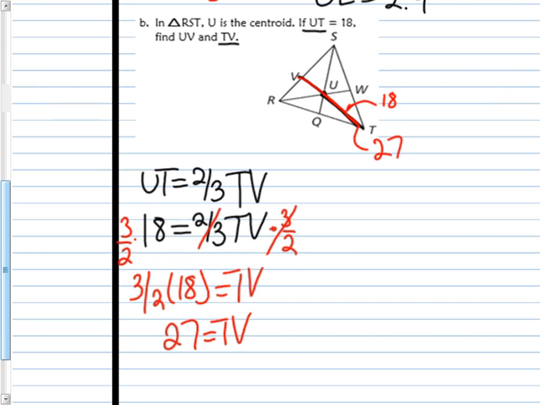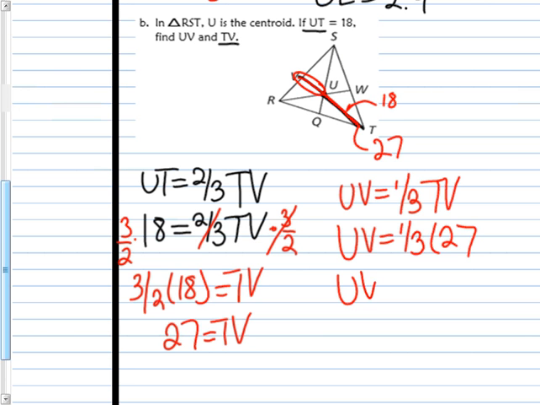And the other one that we have to find is UV. Well, if UT is 2/3 of the way, how much is UV? It's 1/3 of the way. So UV is 1/3 of the whole thing, of TV, which is 27. So what is 1/3 of 27, or what's 27 divided by 3? 9. So now I have that this piece right here is 9.